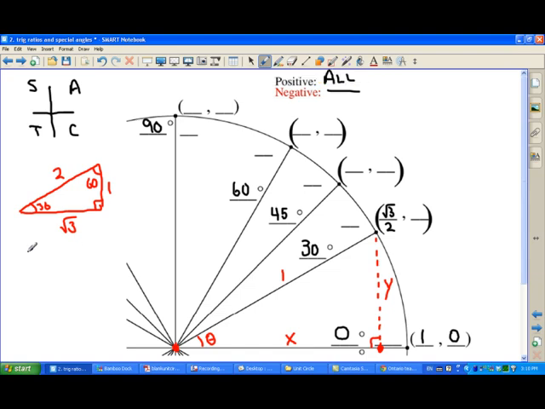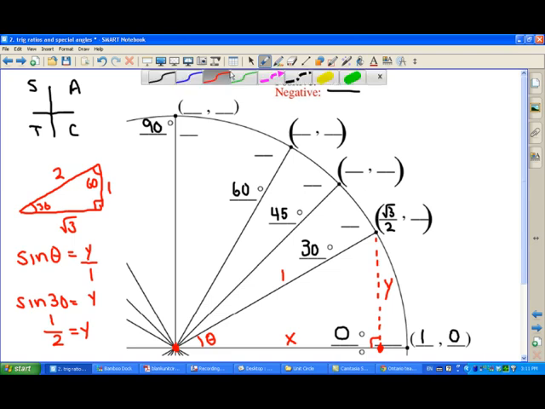To find my value for y, I'll do the same thing. Now I'm using my opposite side and my hypotenuse, which is 1. So here the sine of 30 degrees is equal to y. And the sine of 30 degrees is exactly 1/2. So my y value, this point on the terminal arm on the unit circle, is 1/2.